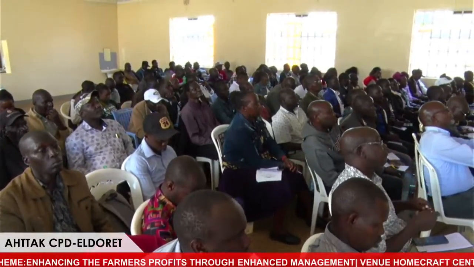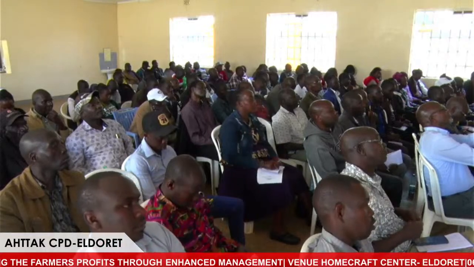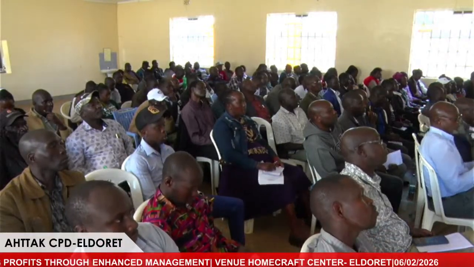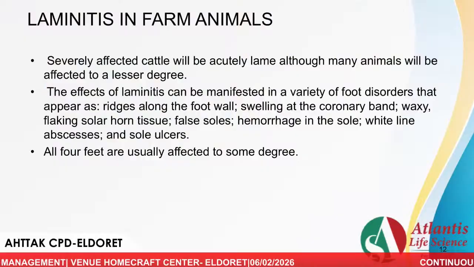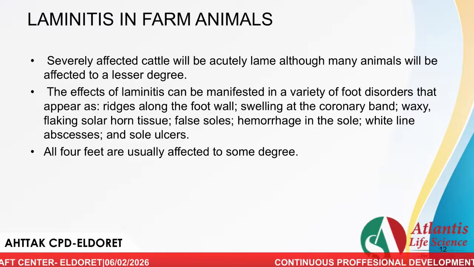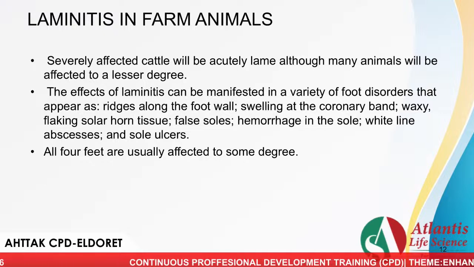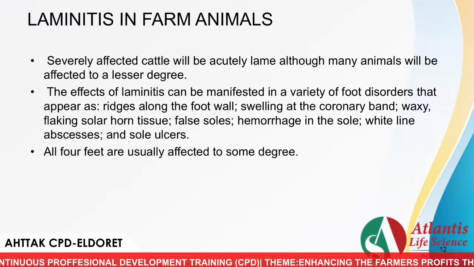Severely affected cattle will be acutely lame because of the severity, but in some cases we have many animals with a lesser degree of lameness. The effect of laminitis can be manifested in a variety of foot disorders that appear as ridges along the foot wall. I think basically what we are trying to say in that paragraph is how laminitis sets in.